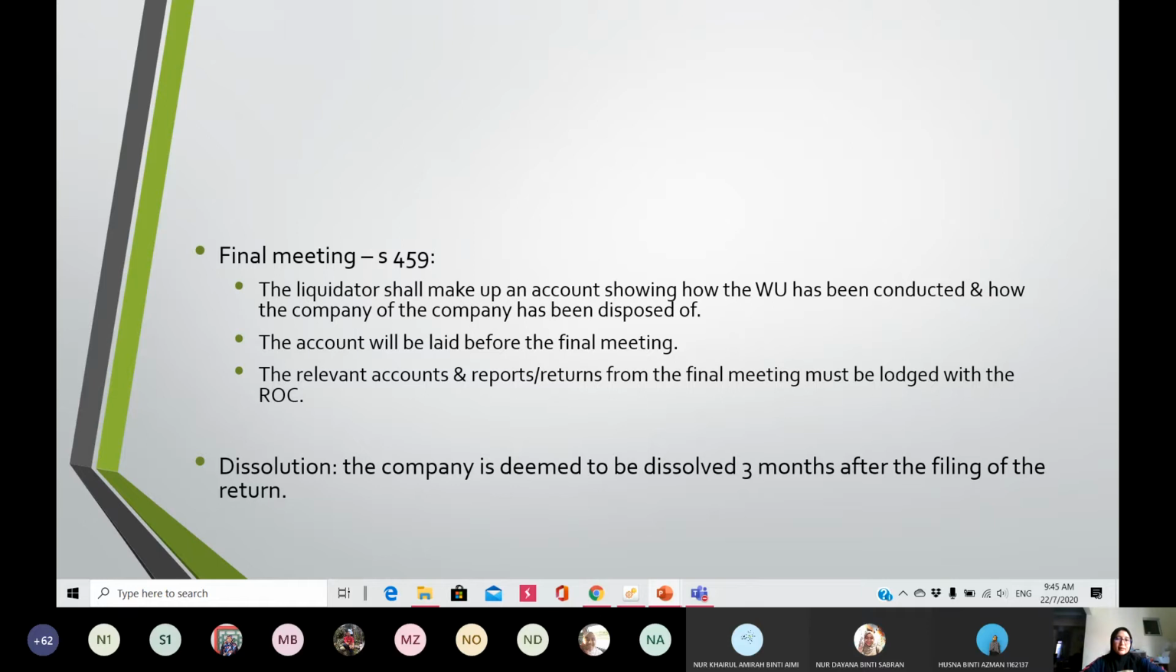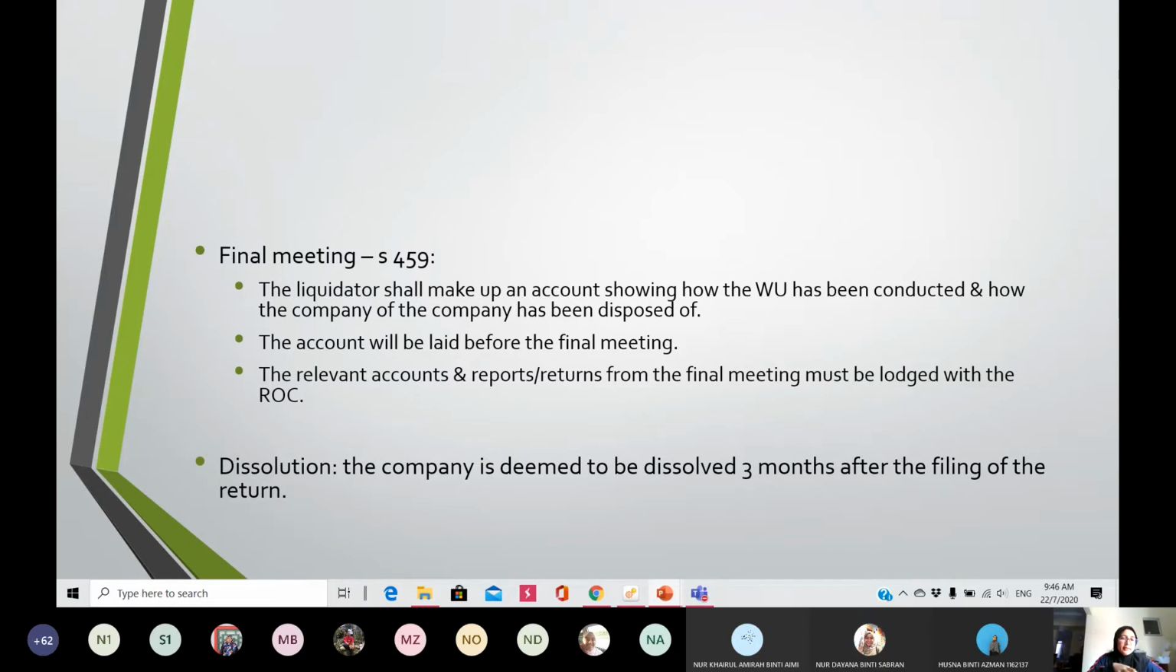Okay, and then the aim of the final meeting is to dissolve the company itself. And then the relevant accounts and report or return from the final meeting must be lodged with the ROC. So then the process ends, the company will be ended. That is called dissolved. The company is deemed to be dissolved 3 months after the filing of the return.